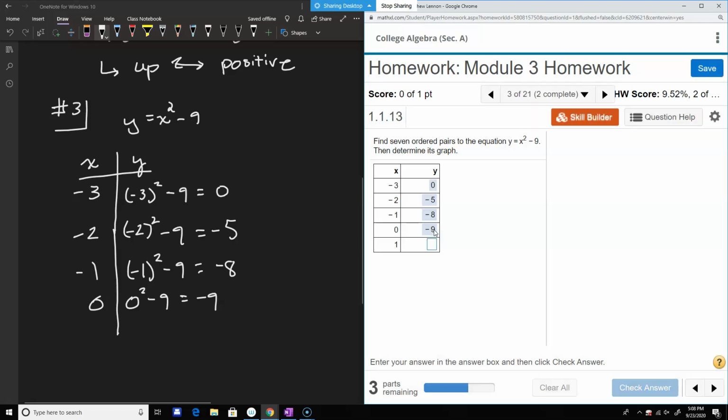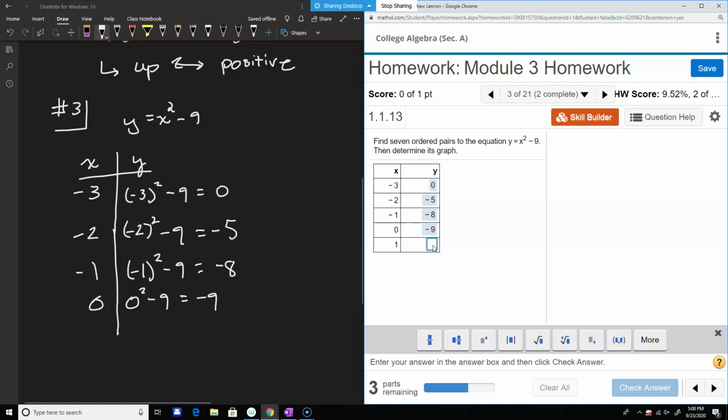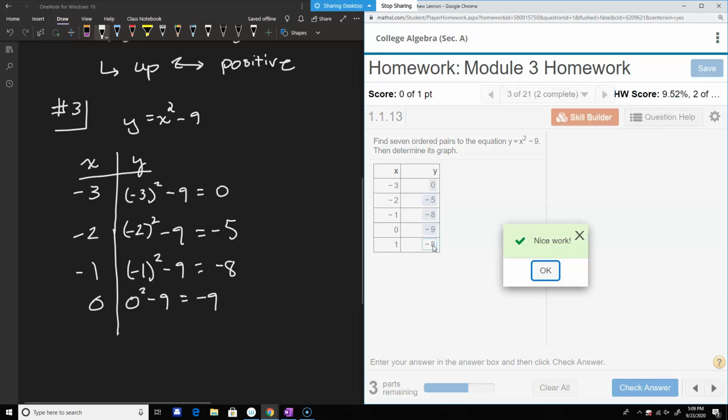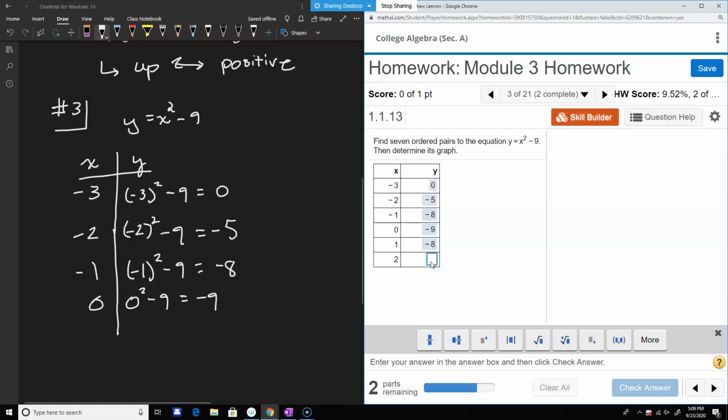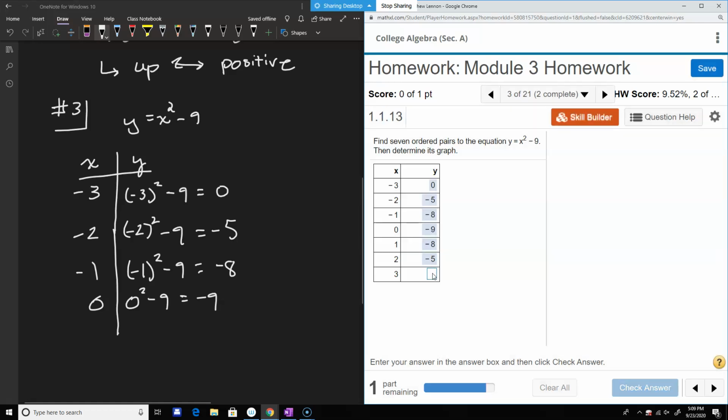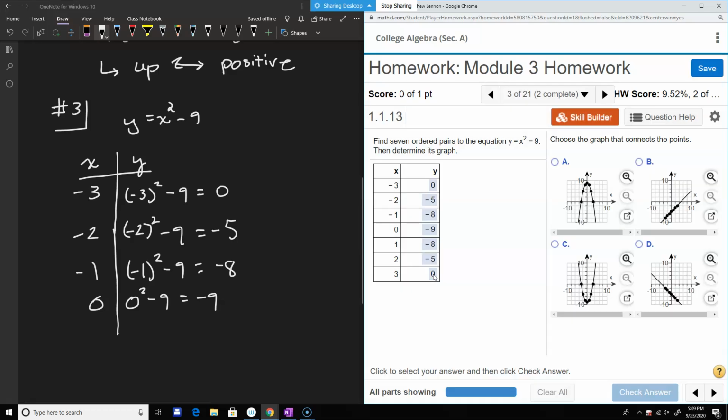And then all the positive values are going to turn out the same, right? Because whether you square a positive number or a negative number, you're going to get the same value. So 1 squared minus 9 is going to come out to negative 8 again. 2 squared minus 9 is going to be negative 5. And then 3 squared minus 9 is going to be 0. So we have our values there.